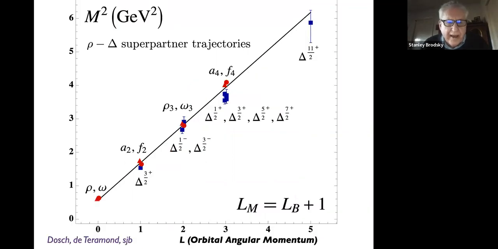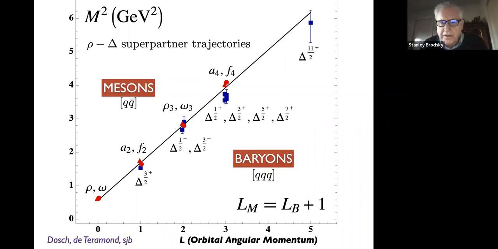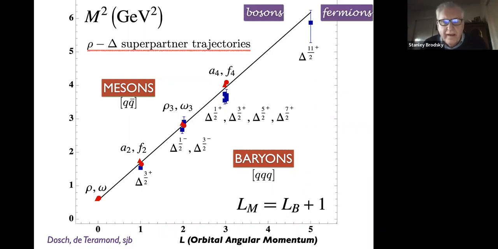In fact, I'm going to show you something that comes from superconformal algebra, which is this beautiful plot of the rho trajectory, rho-omega trajectory, and the delta trajectory. And if you plot the Regge trajectories with one unit of difference in orbital momentum between the meson and the baryon, then they basically fall on top of each other. So what we're talking about is a meson, which we think of as a q-qbar system, and a baryon, which we think is a three-quark system, actually having the same dynamics if you just add one unit of L. And so we're comparing bosons and fermions. So this is really an aspect of superpartners. This is really an aspect of supersymmetry.